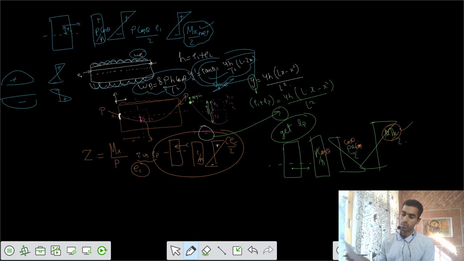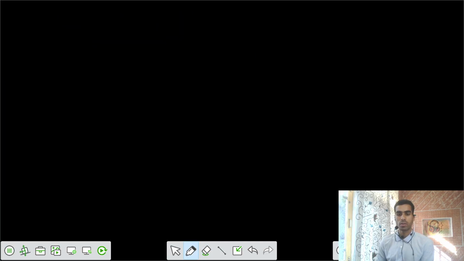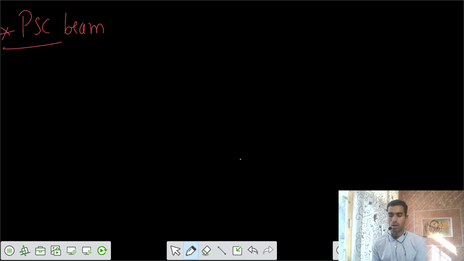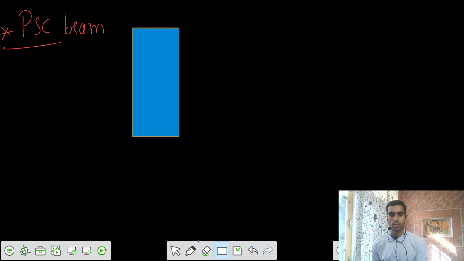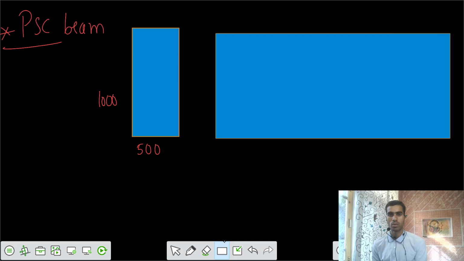Okay, so we have one more. We can take one more problem here. So we have a prestressed concrete beam. Let's take that PSC beam of those dimensions. So this is your beam of dimensions. This is 500, this is 1000. Depth is 1000, and accordingly this is our beam.